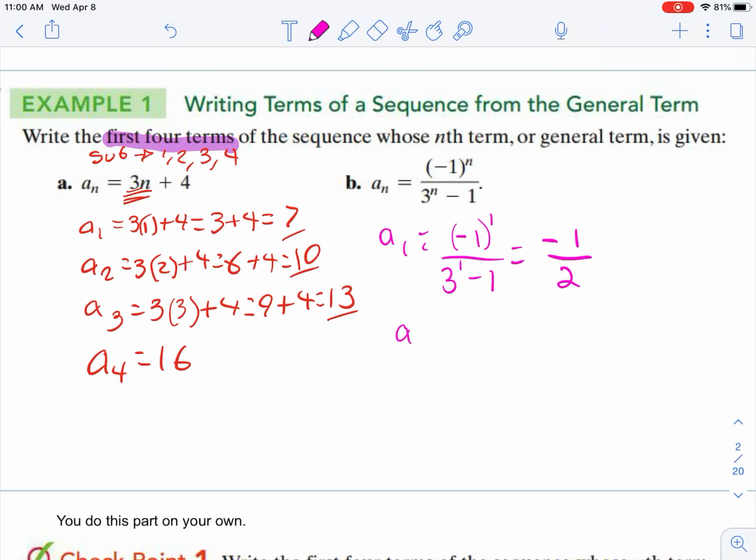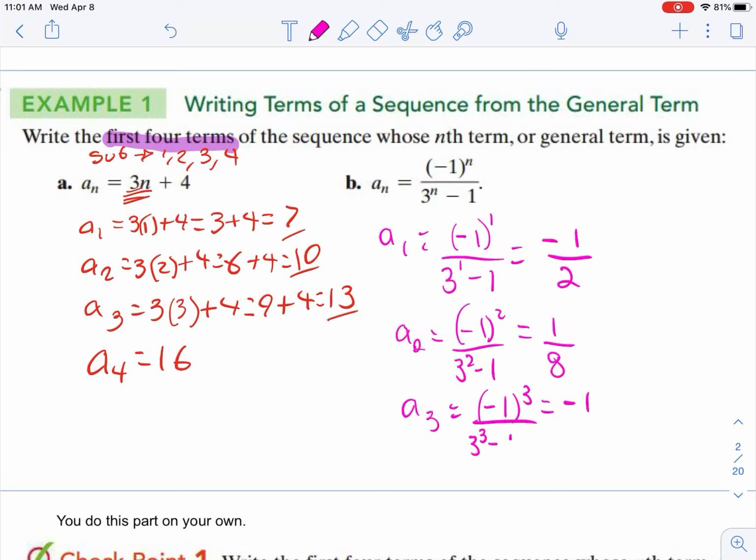Then we go to the next one, a sub 2. We're going to have negative 1 squared, which is now going to give us a positive 1 on top. And then 3 squared minus 1 is going to give us 8, so we have 1/8. Let's see if we can find a pattern in this third one. So we're going to have negative 1 to the power of 3, which means we're going to have negative 1 on top. And then 3 cubed minus 1, which is 27 minus 1, which is 26.